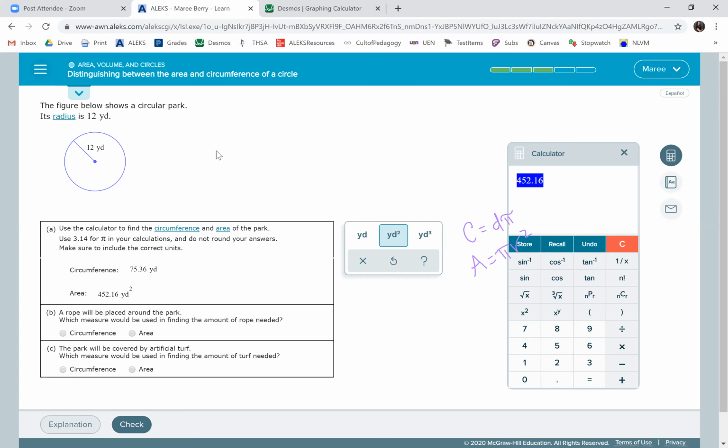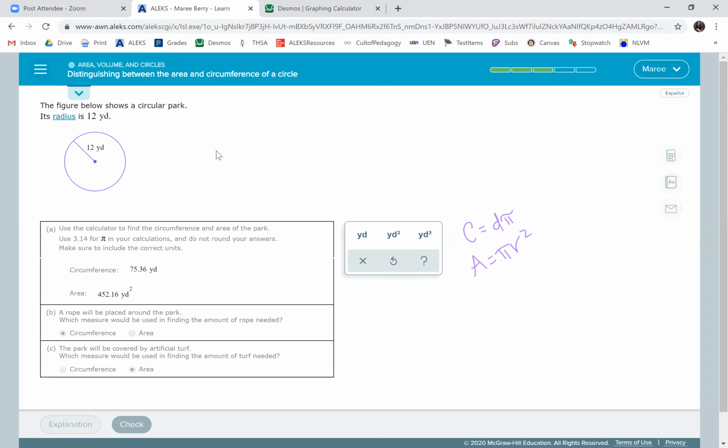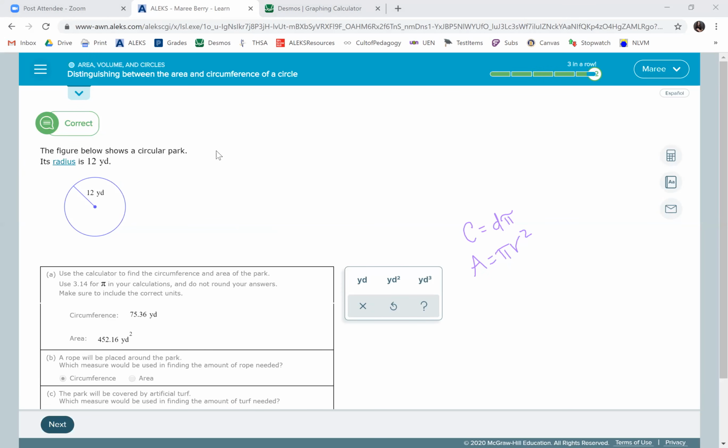Okay, we're going to answer these questions. The rope is going around the park, that's circumference, and the park will be covered by artificial turf. So if you're covering it, that's area. Okay, that's the end of the lesson.